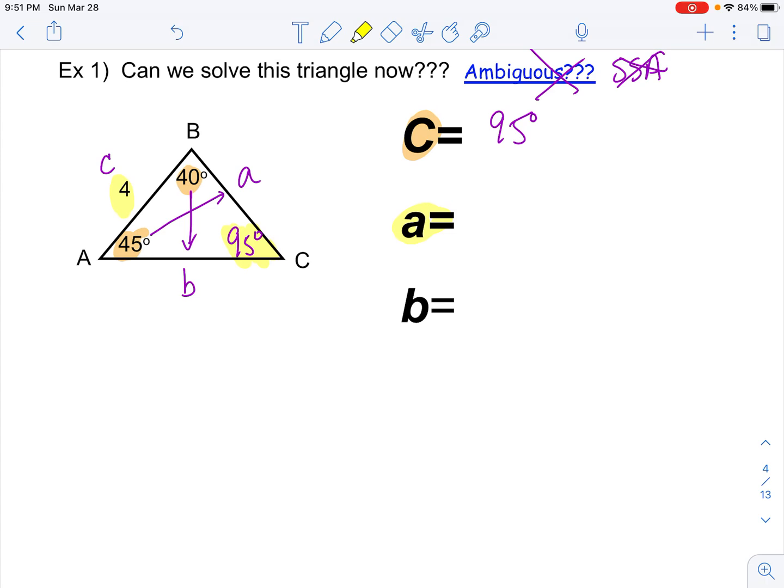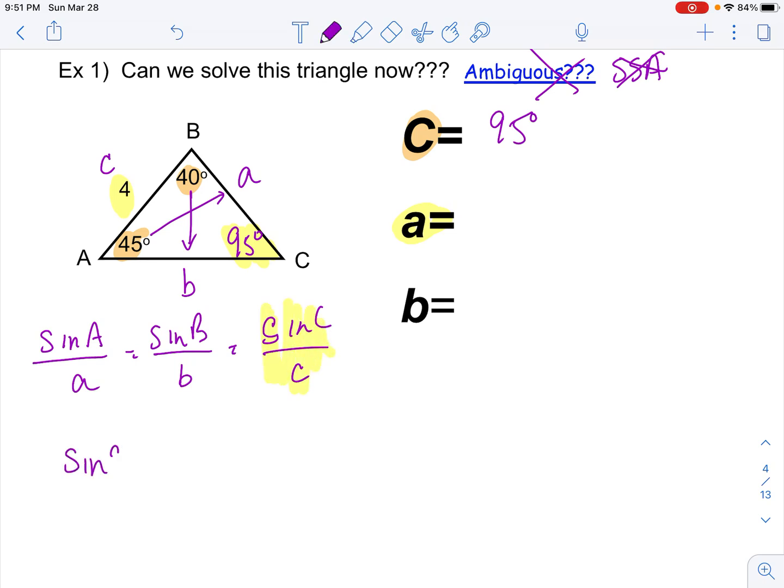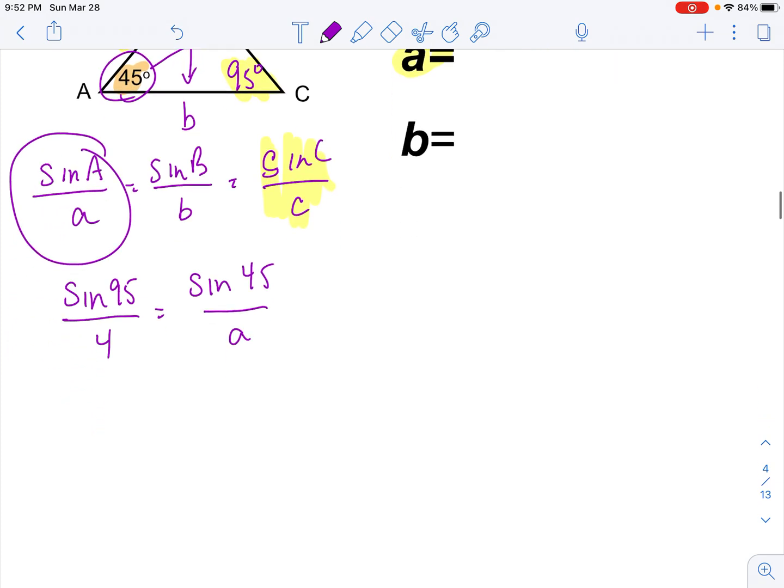So what we're going to do first, and I'm just going to decide to solve for side A first because that's what was written first on the side, but it really doesn't matter. I'm going to use that full fraction. So we've got sine A over A equals sine B over B, and then sine C over little c. And again, we can fill out this fraction right here. So I know that sine of 95 over 4, right? That's sine of C over C. And if we're going to look for little a, I've got to use this part right here. So it's sine of angle A, and we know that angle A is 45, over lowercase a.